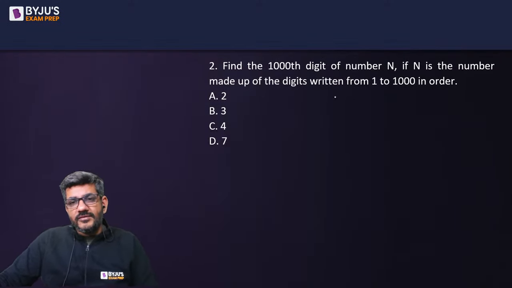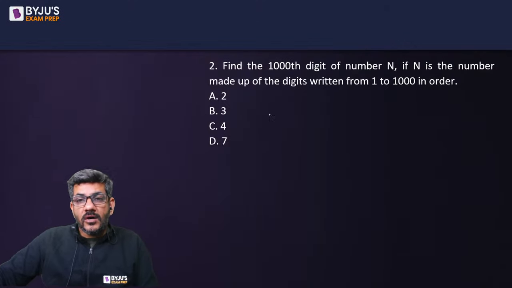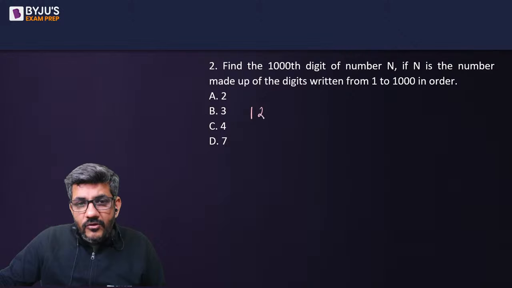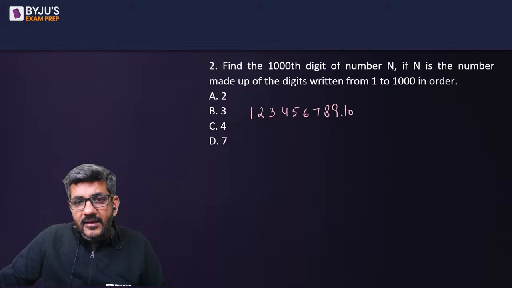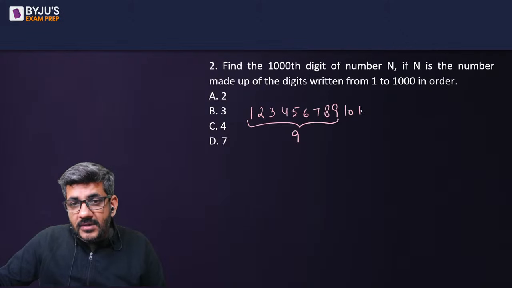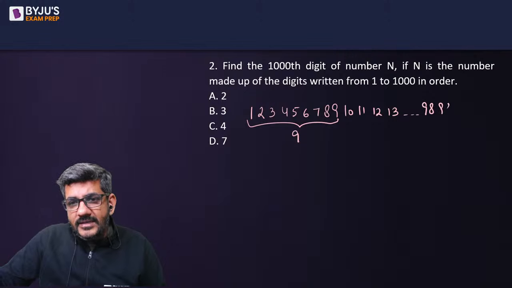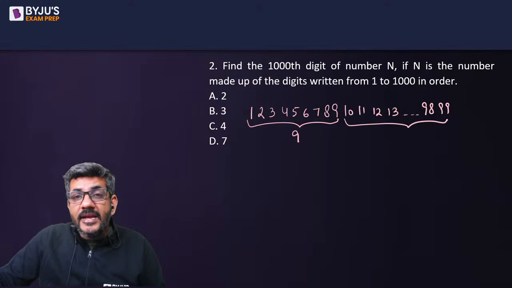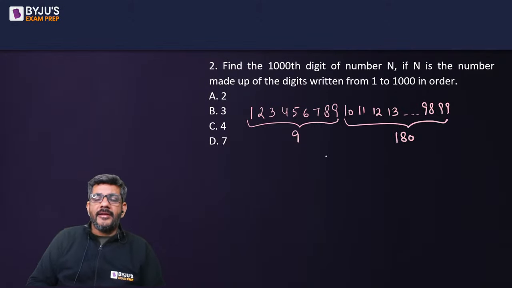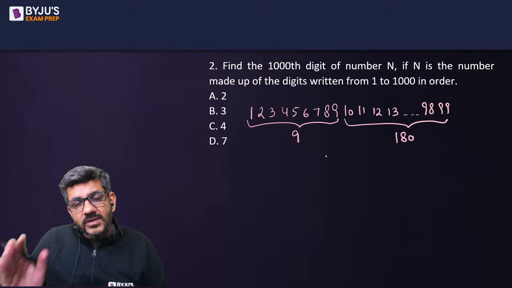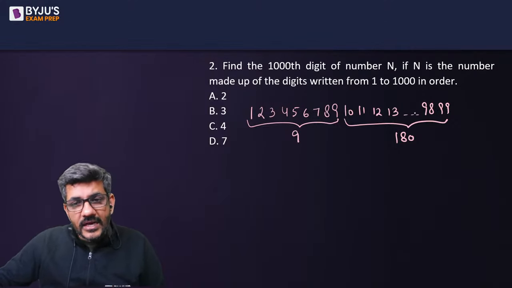Find the thousandth digit of the number n, if n is the number made up of digits from 1 to 1000 in order. So that means when you write in order, you get 1, 2, 3, 4, 5, 6, 7, 8, 9. So till this point, we have 9 single digits. Then the double digit numbers start: 10, 11, 12, 13, 14 up to 98, 99, and that makes a total of 90 numbers, and these 90 numbers have 2 digits each, so the total number of digits is 180. So from 1 to 9, single digit numbers with 9 digits, then 90 numbers with 2 digits each, that is 180 digits.